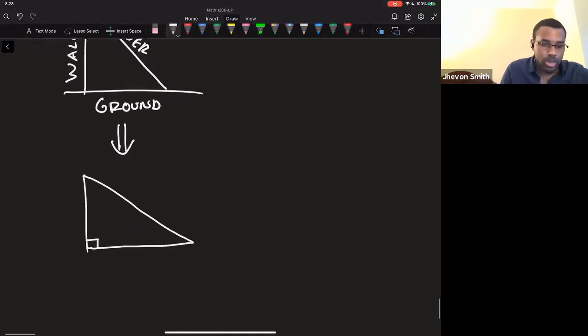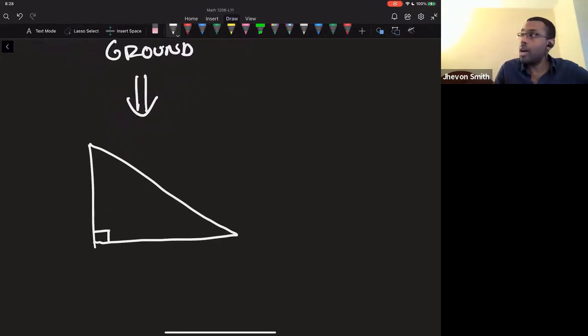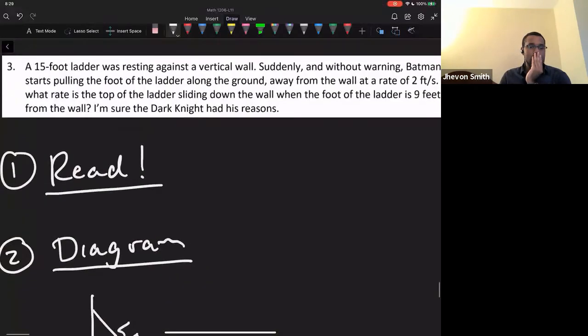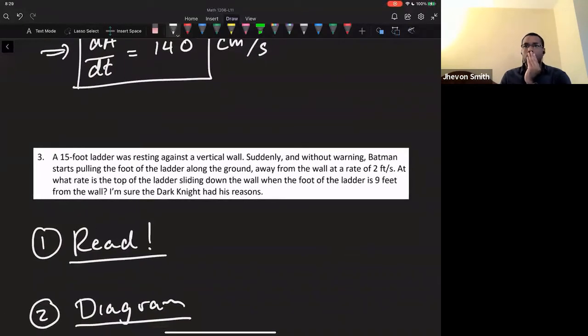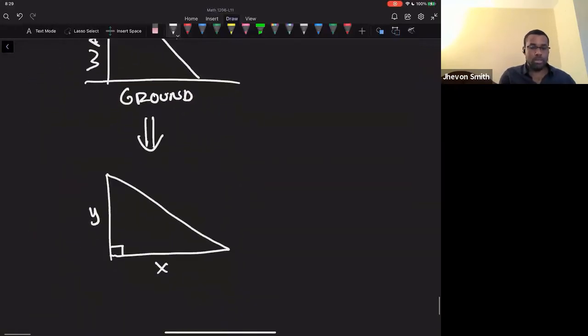Why not? All right, so now here's the thing. How would we label this diagram? How do you want to label it? What do you want to label the height? Well, I can call this X, I can call this Y, because it reminds me of the XY plane. What do we call the hypotenuse? What do you think? Yeah, 15.